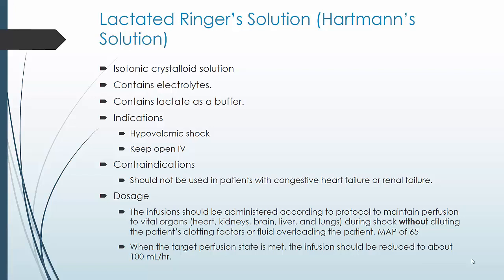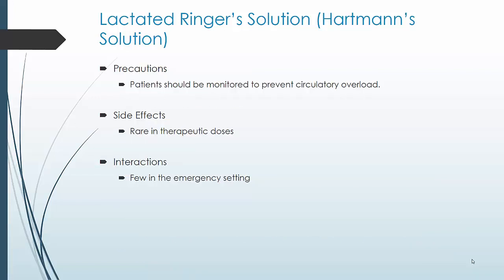We're aiming for a MAP, a mean arterial pressure, of about 65. All right. Once that target perfusion state is met, then we want to reduce that infusion overall. Now, it is worth noting, we talked about isotonic, hypotonic and hypertonic, and this is isotonic, which is good as far as moving fluids, right? But the pH of your lactated ringer's solution is going to be between 6 and 7.5. So this is going to be the closest to a normal pH of the 3 major fluids that you will see in the pre-hospital setting.